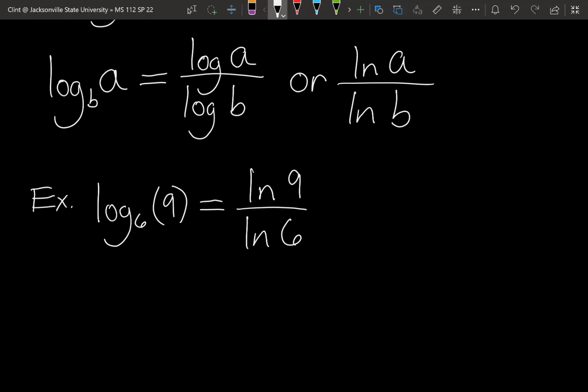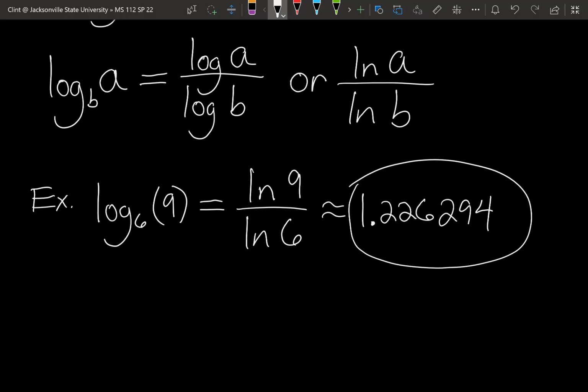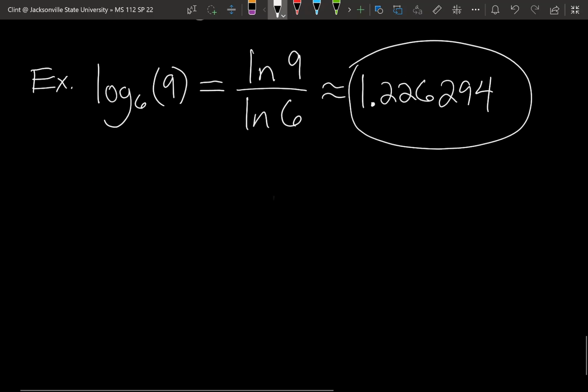I think WebAssign makes you go out to 6 decimal places on these, so something like that. All I'm punching in is natural log of 9 divided by natural log of 6. And then get that. And that's the same thing you'll get if you do have something that will do base 6 logarithms. You get the exact same thing.